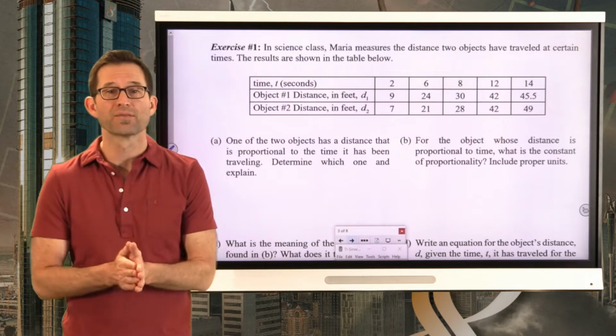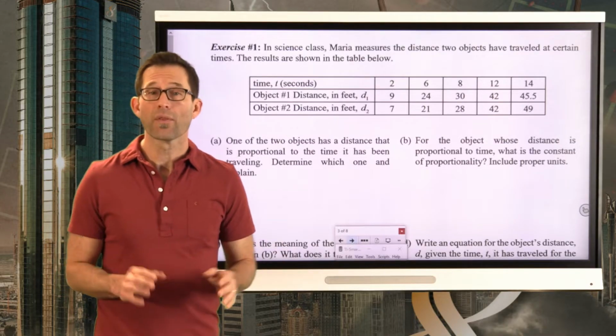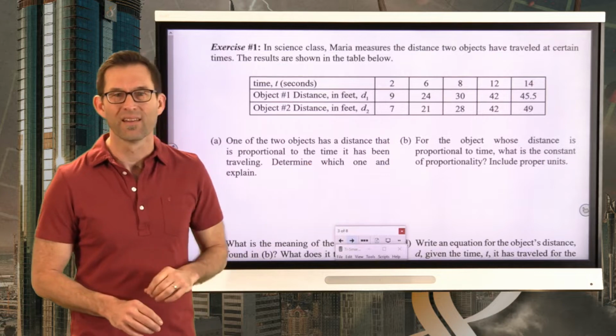Here we go, exercise number 1. In science class, Maria measures the distance two objects have traveled at certain times. The results are shown in the table below. Letter A says, one of the two objects has a distance that is proportional to the time it has been traveling. Determine which one and explain. All right, so in other words, let's just make sure we understand the physical kind of thing that's going on, then we'll get into letter A.